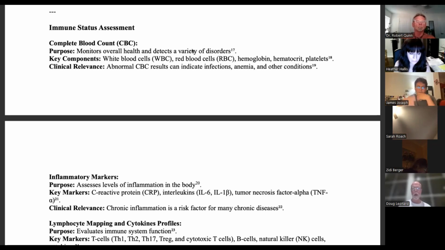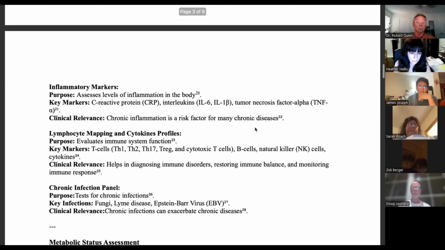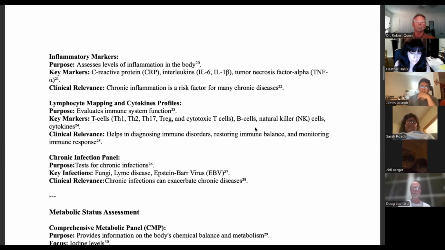So let's go to inflammatory markers. Yes, if patients have inflammation, you need to do the basic inflammatory markers. And definitely, you can do a cytokine profile. The cytokine profile also helps me determine where the immune system is heading.